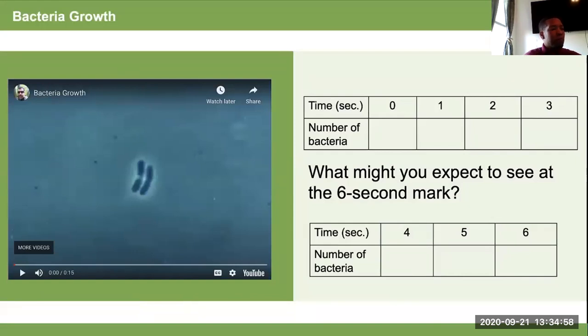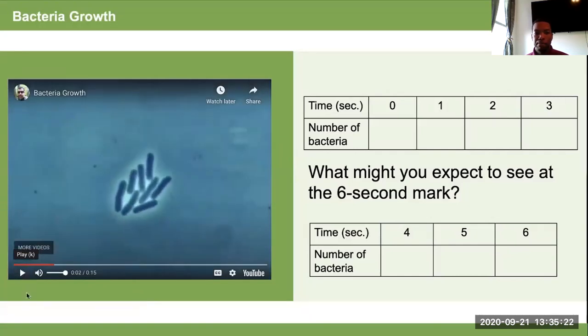First, let's notice that at 0 seconds, there are 2 bacteria on the Petri dish. Bacteria reproduce. At 1 second, how many bacteria are on the Petri dish? There are 4 bacteria on the Petri dish at 1 second. So now it's 2 seconds. How many bacteria are on the Petri dish? There are 8 bacteria on the Petri dish.